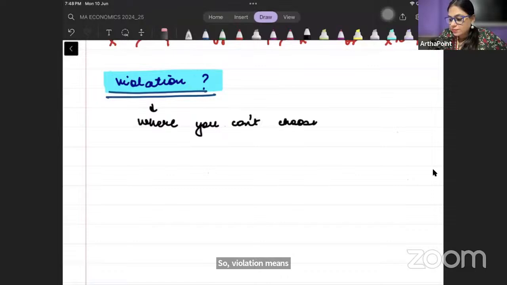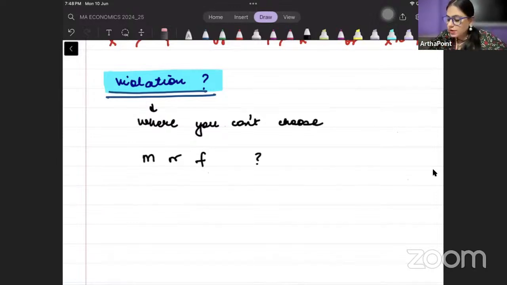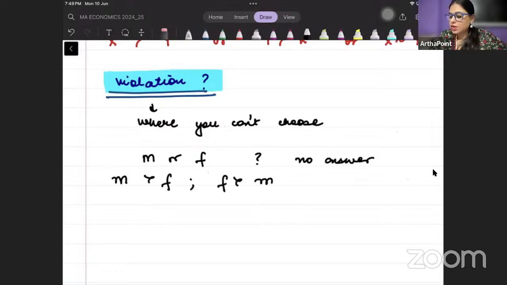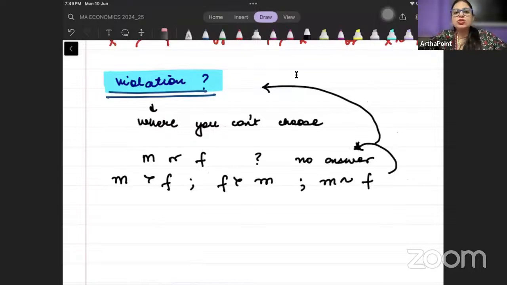You cannot tell. If I ask you, do you love your mother more or father more? Or whom do you want to save? You won't be able to give any answer. Where no answer is available, you cannot say mother over father, father over mother, or mother indifferent to father. You can only save one of them, and you cannot tell whom you want to save out of the two. In that case, when there is no answer available, that is a violation of completeness. Very good.